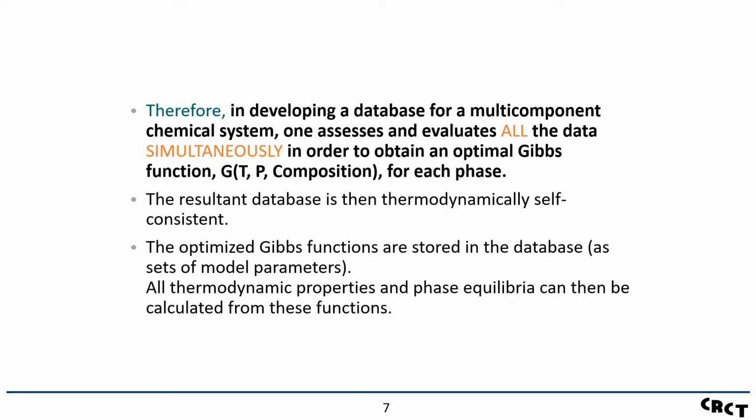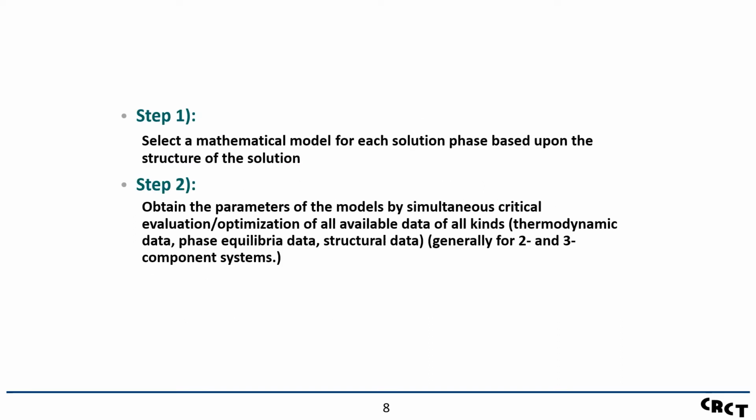The optimized Gibbs functions, as I said, are stored in the database as a set of model parameters, and all thermodynamic properties can then be calculated from these functions. Step 1 in developing such a database would be to select an appropriate mathematical model for each solution phase based upon the structure of the solution. That's principally what I'm talking about today. And we then, in the Calphad method, obtain the parameters of the models by simultaneously, critically evaluating and optimizing all the available data of all the kinds, generally for 2 and 3 component systems, because those are the only systems for which data are available.